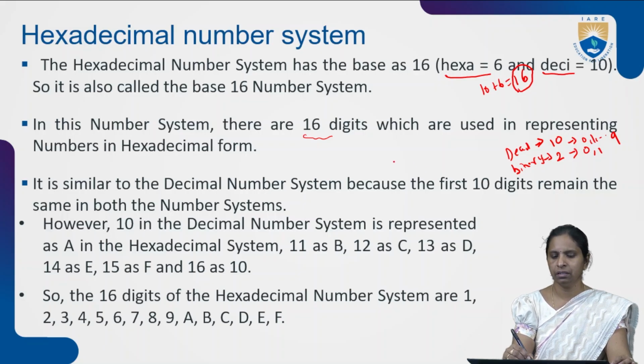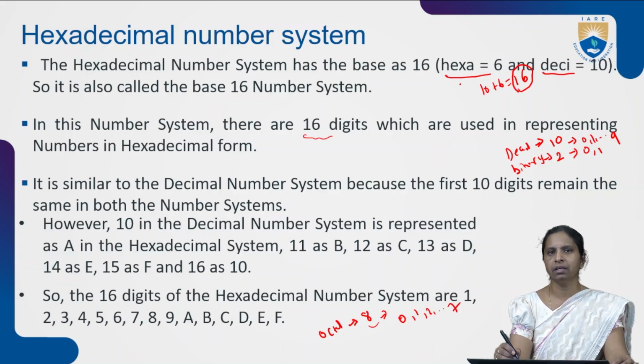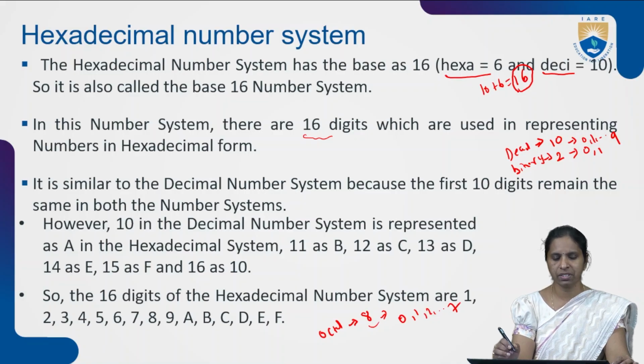And we also saw the octal number system. What is the octal number base system? Octal is nothing but 8. Therefore, the octal number system uses 8 digits to form any number: 0, 1, 2, 3 and so on up to 7. Similarly, the hexadecimal number system uses 16 digits to represent any number. So, what are the digits here?